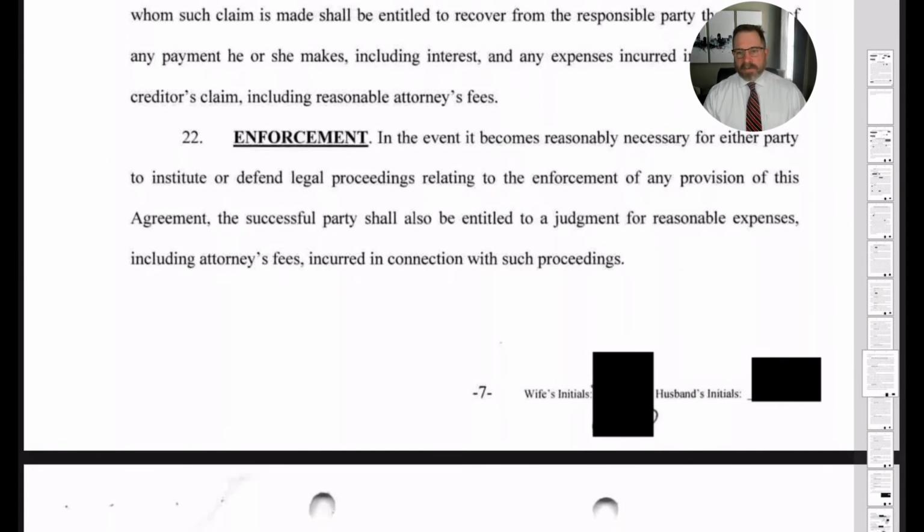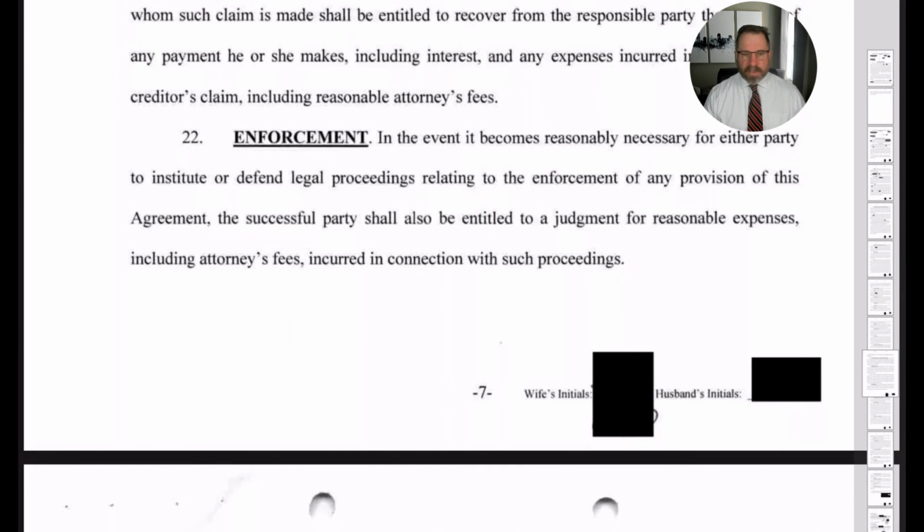If you make a deal and get divorced with a marital dissolution agreement, and then the other side reneges or doesn't do what they're supposed to do, you can not only sue them to make them obey or collect from them whatever they owe you, but you can now also get attorney's fees for having had to do it.